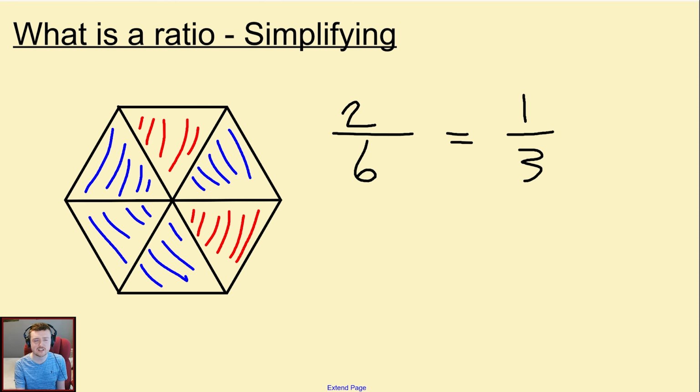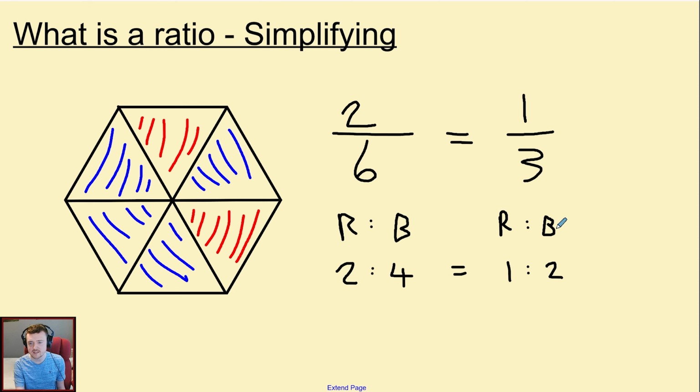As a ratio instead, again, if I do red to blue, making sure you label which one's which so you don't get them the wrong way around, I would say this is 2 and this is 4. We can simplify a ratio just the same. We pick a common factor, in this case 2 fits into both numbers, and we divide both the numbers by that number. So 2 divided by 2 is 1, and 4 divided by 2 is 2. So our simplified ratio is 1 to 2.